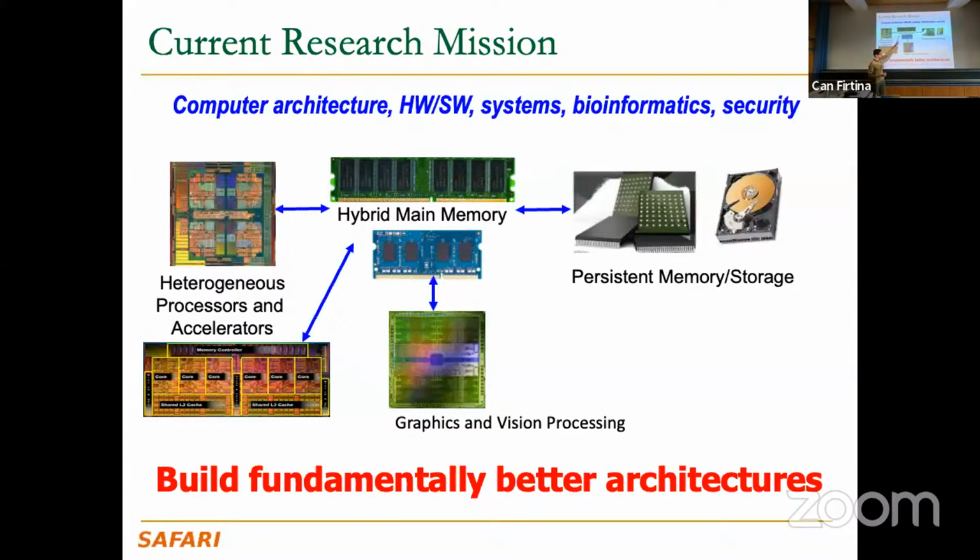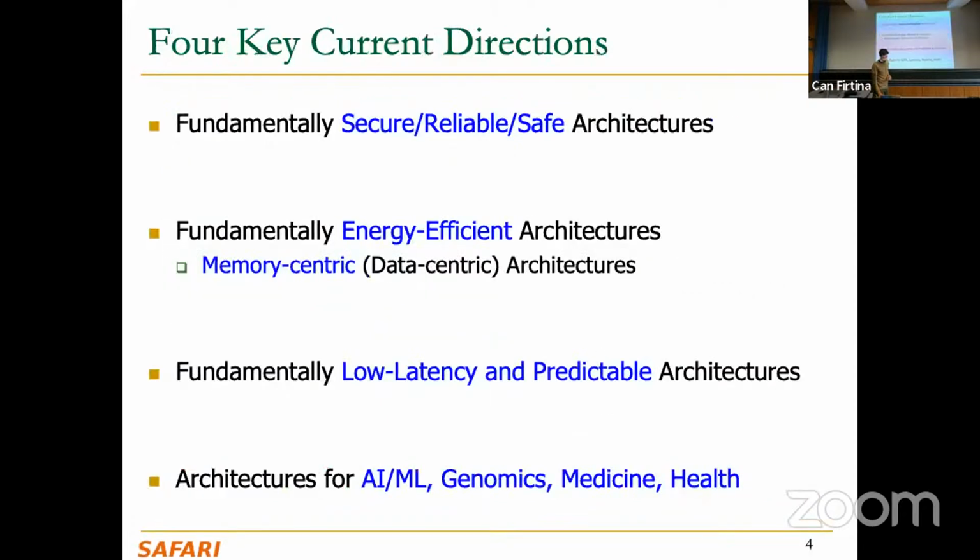We have main memory, we have persistent memory and storage. Persistent memory these days is typically non-volatile memories. We are also going to briefly talk about them today. And this previous, let's say, main goal of our research group and also our courses somehow forks into four current key directions. Fundamentally, secure, reliable, and safe architectures that are also energy efficient and high performance.